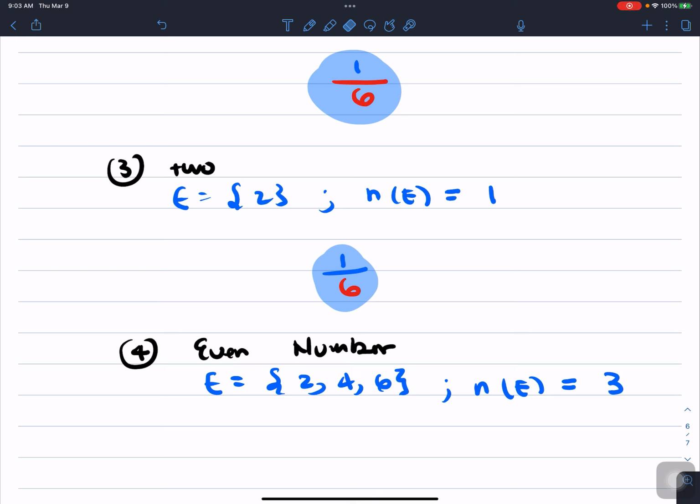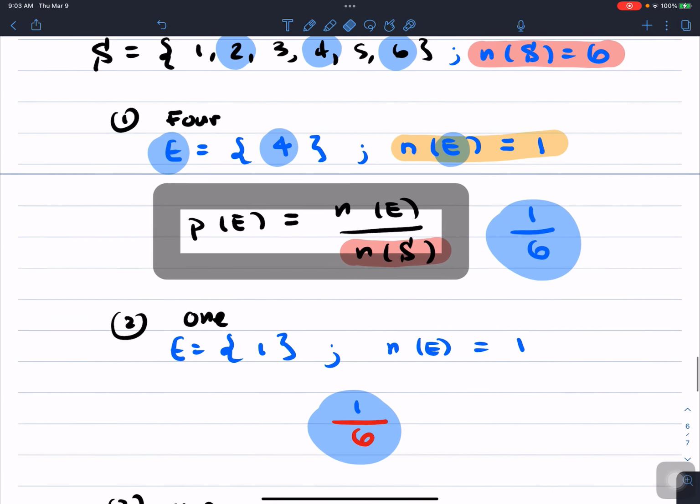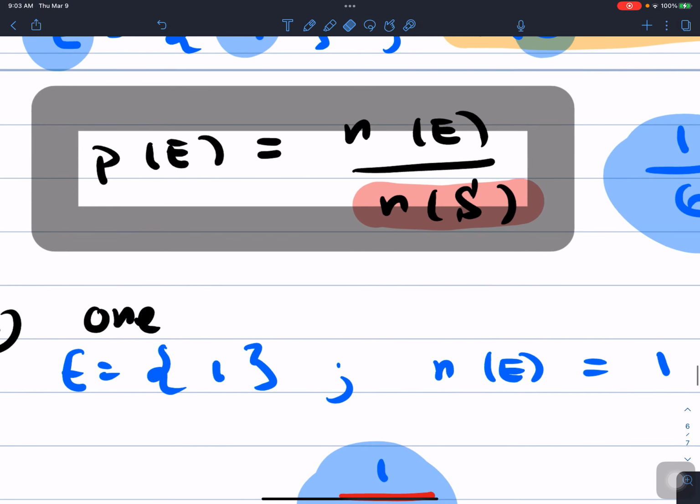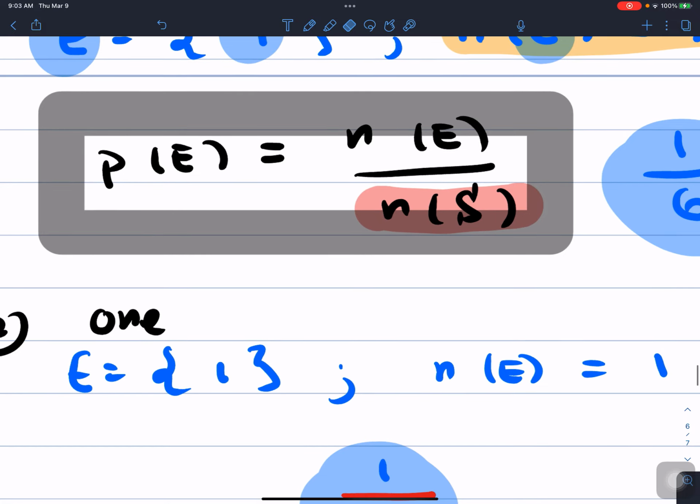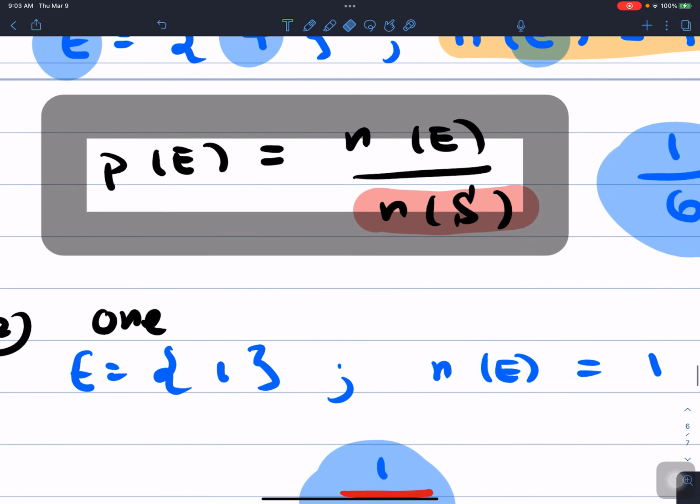You know what happens when you give people things too easy? What happens? They don't appreciate it, but also, in a learning context, they don't learn. It's that simple. So I'll say, what's your definition? What do I expect? N of E over what? N of S.